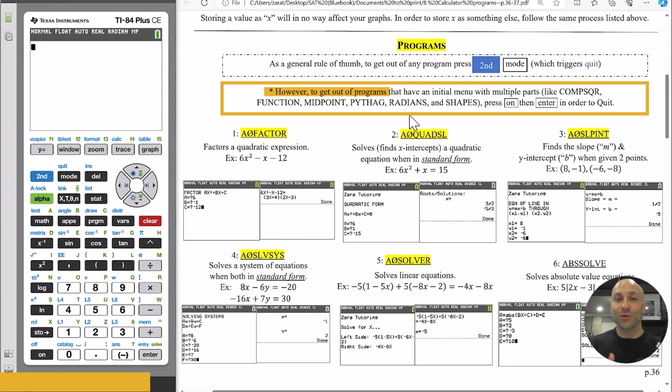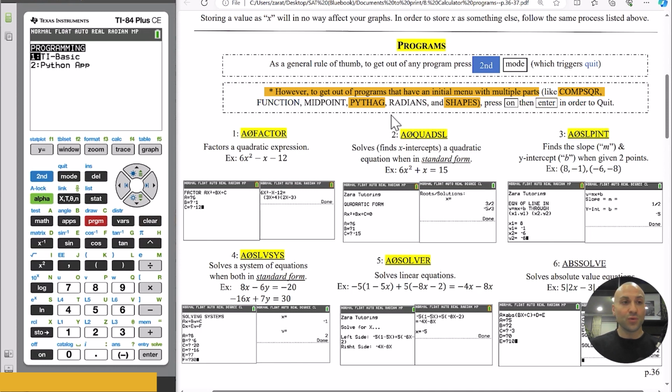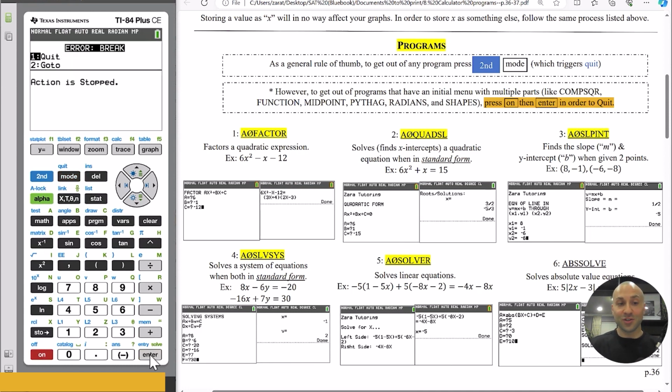However, to get out of programs that have an initial menu with multiple parts, and we have 6 of them, for example, completing the square, function, midpoint, Pythag, radians, and shapes, we're actually going to have to press 2 different buttons to get out. So let me show you the example here. Let's say we go into completing the square. We'll go into that program, and if we decide, oh, I don't want to be in there, well, notice I have this kind of loading key here. If I press quit, it doesn't do anything. If I press second mode, also doesn't do anything. So I don't want you to panic in those programs that have this kind of initial menu with options. All you're going to do is press on and then enter, and then you're out of it.